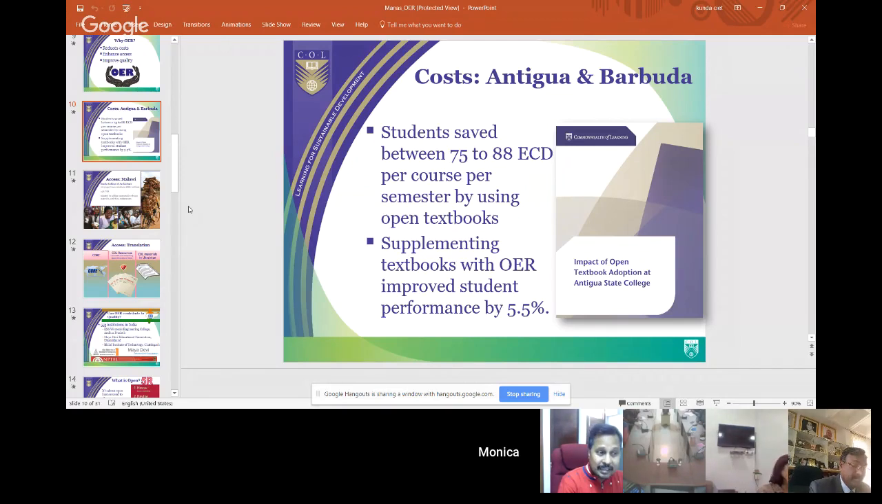Another one is also impacting students' performance. See, supplementing textbooks with OER improves students' performance by 5.5%. The entire report is available in the Commonwealth of Learning repository, that is OSIS. If you go there, you can see the entire report and understand. You may agree with me that OER really reduces cost in teaching and learning. Next.